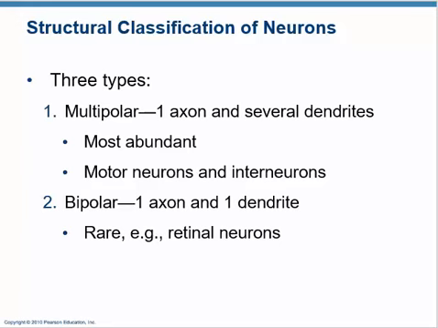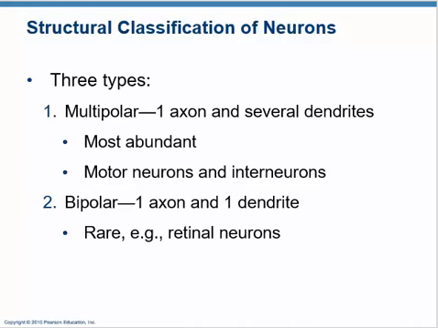So the most common one, the one that we've seen the picture of a few times, is the multipolar. And that's one axon and a whole bunch of dendrites. All motor neurons, whether they're somatic motor or autonomic, all interneurons, processing neurons, are multipolar. By multipolar, it means there's a whole bunch of things going to the cell body. Lots of dendrites, one axon.